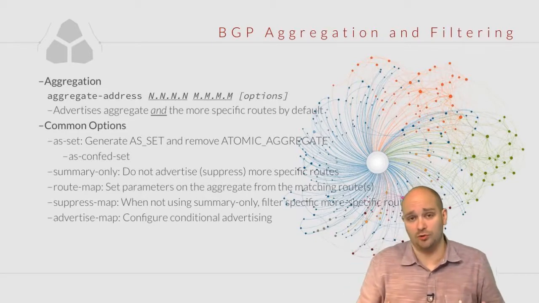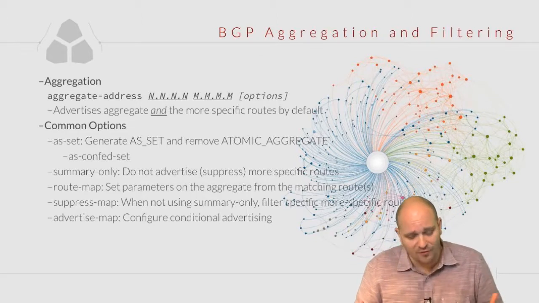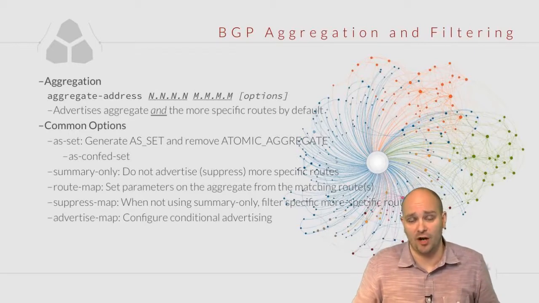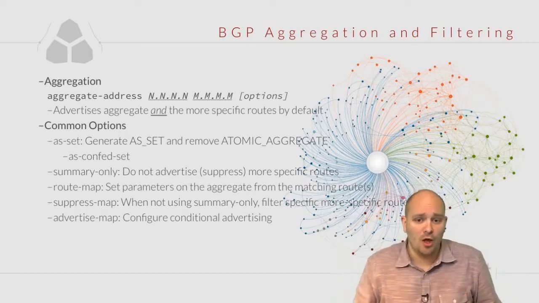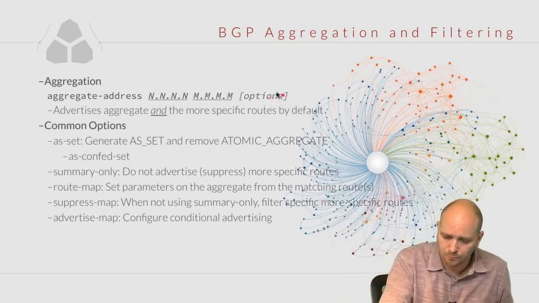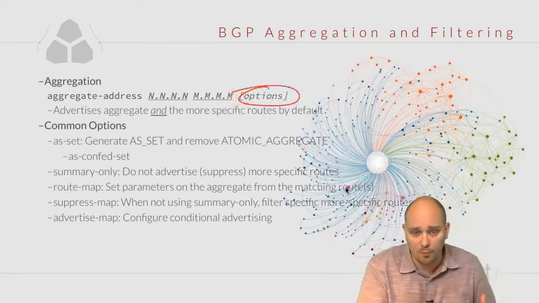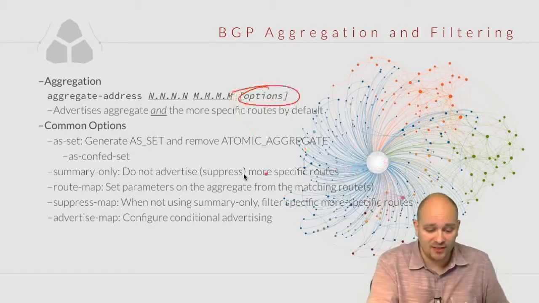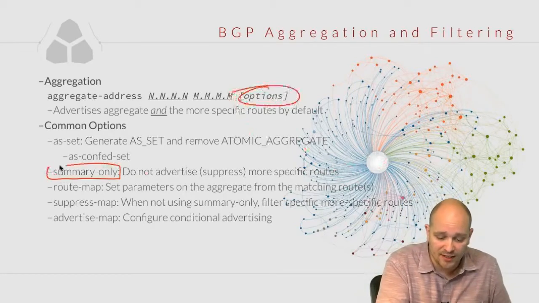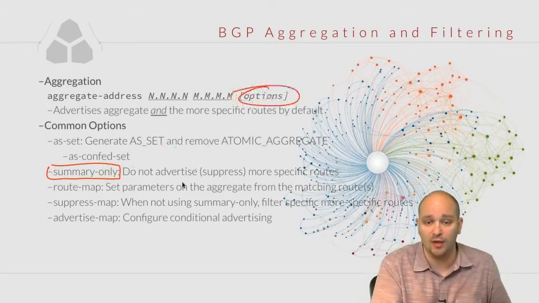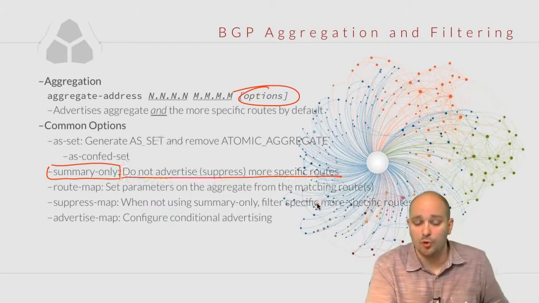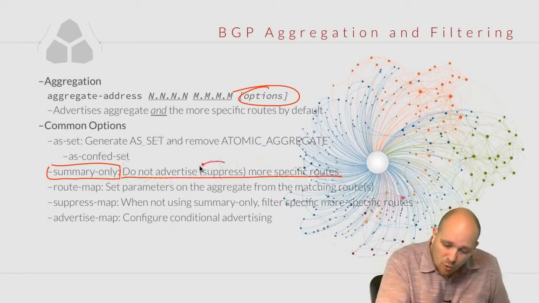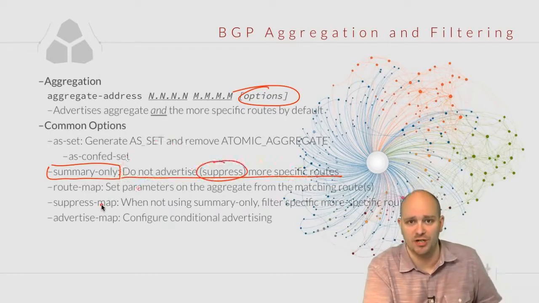However, if you don't want to advertise more specifics, obviously BGP does offer a solution for that. That solution is offered in the form of these options that are, as I said, optional. The solution to advertise only the summary is really just to write summary-only where the options are. And you can see here, do not advertise more specific routes. BGP calls this route suppression.